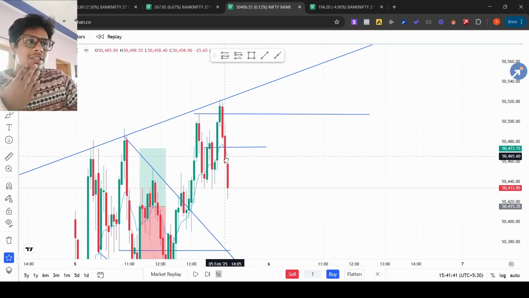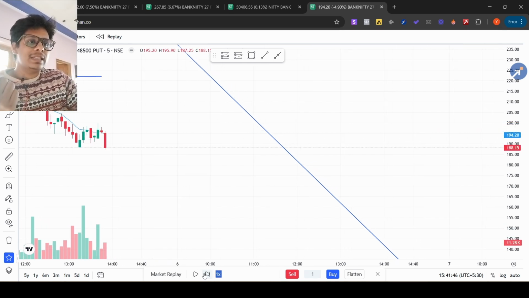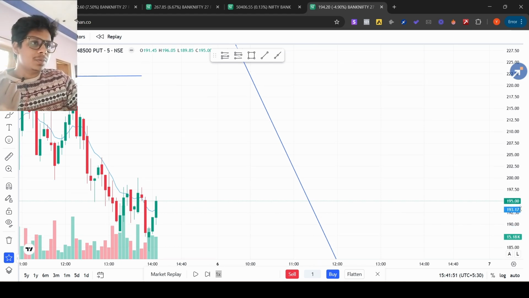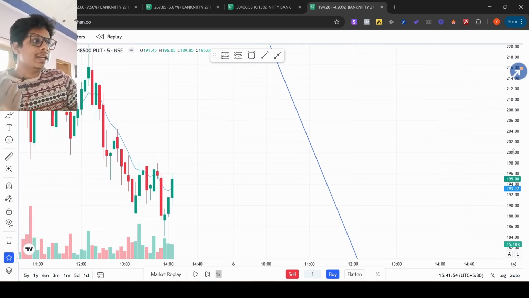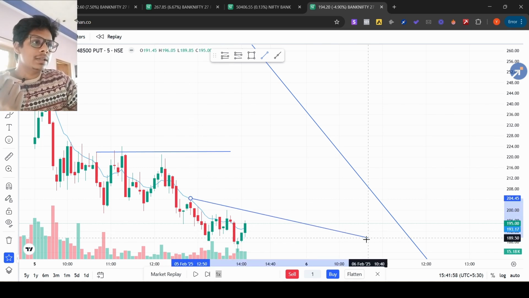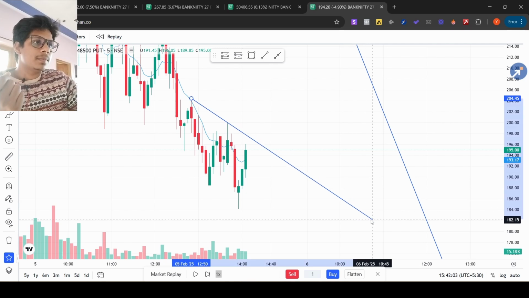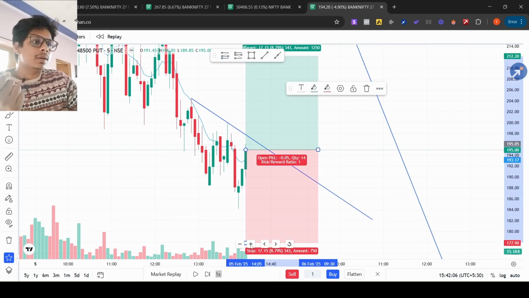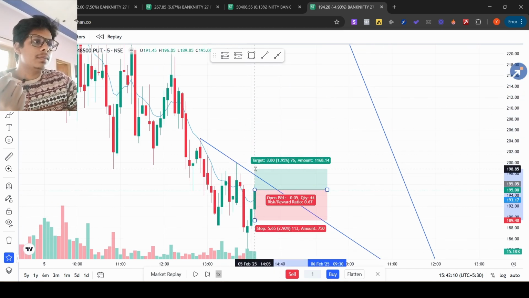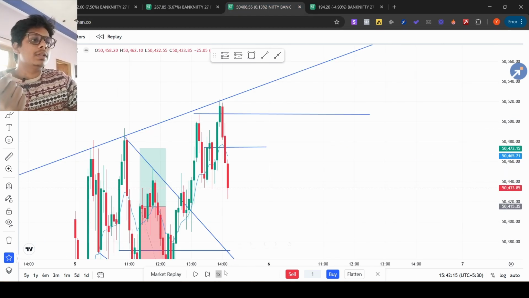So here was another opportunity at 14:05. Let's see, there was an opportunity. Do I want to take this trade or not? Nope, no scope for me, so I'm not going to take that one.